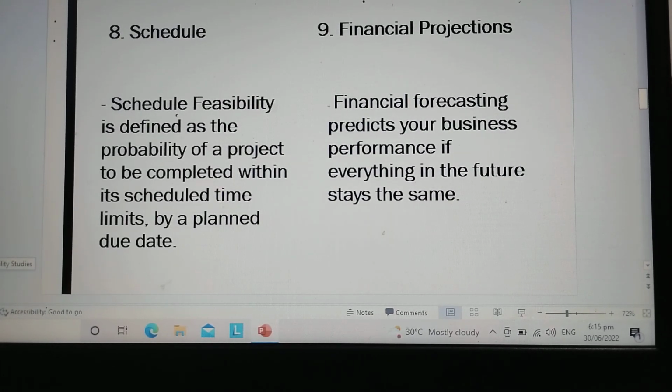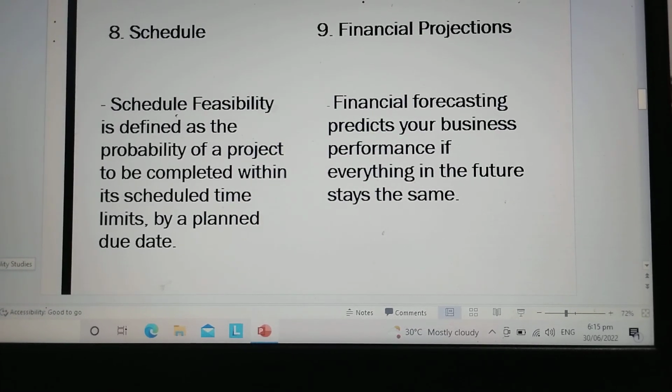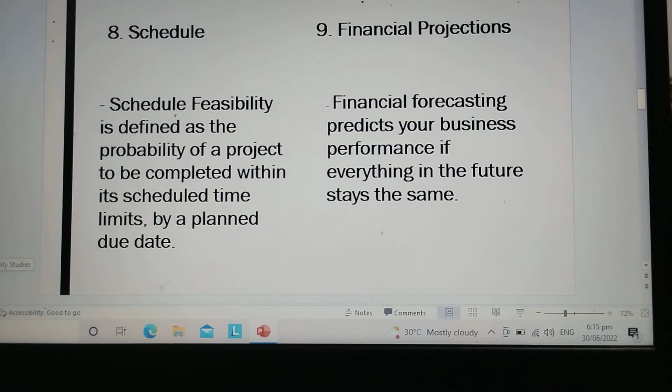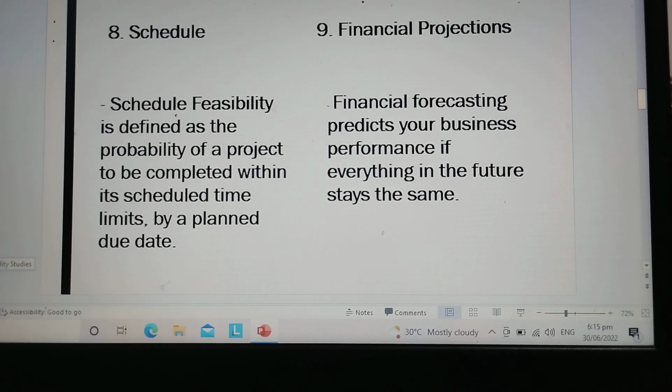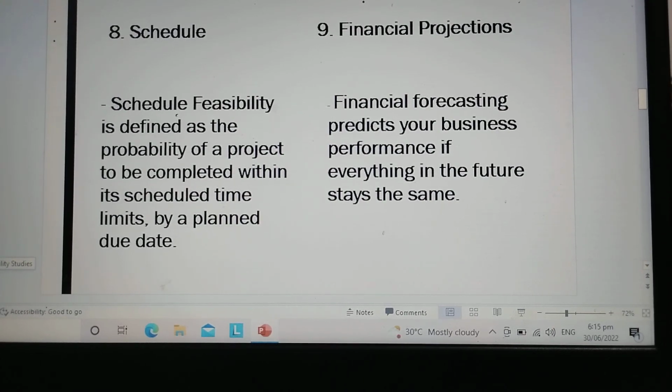Number 8, schedule. Schedule feasibility is defined as the probability of a project to be completed within its scheduled time limits by a planned due date. Now, if a project has a high probability to be completed on time, then its schedule feasibility is appraised as high. In many cases, a project will be unsuccessful if it takes longer than it was estimated.